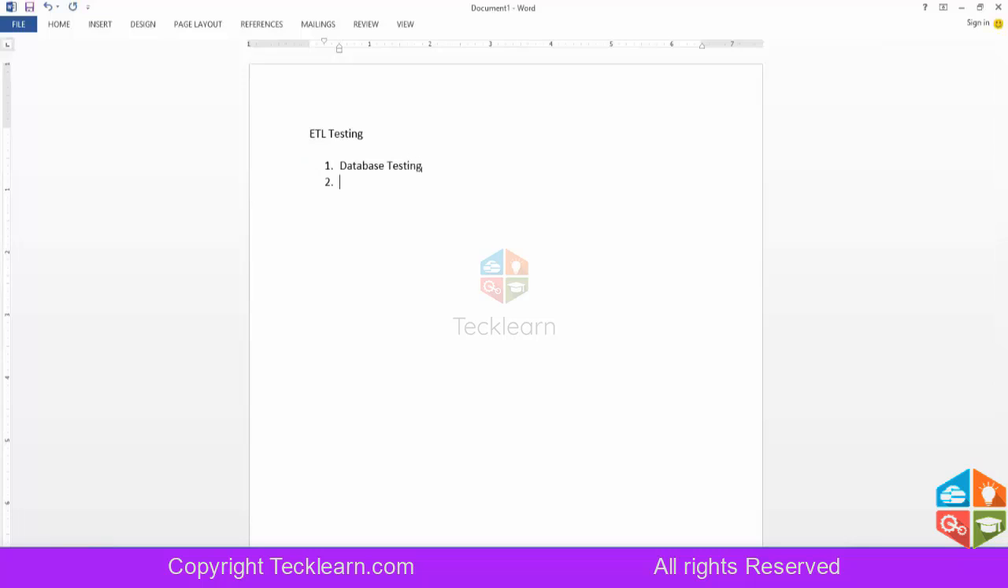The first one is database testing, and the second one is ETL testing itself. In detail, this class will be an outline of what all categories we have, what the scope of ETL testing is, where we begin and where we end. So this will be class 1. In the upcoming classes, each topic will be taken and discussed in great detail.